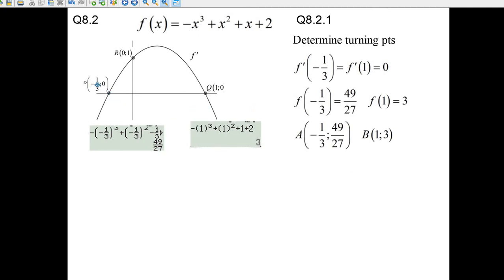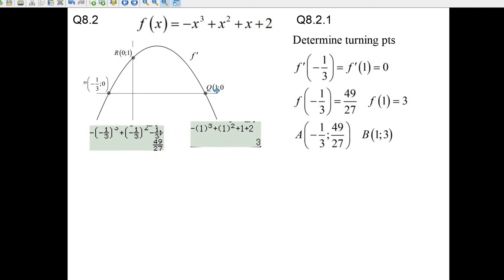Well, gee, we've got the x values of the turning points already because this is the equation of the gradients, the derivatives of the gradients, f prime. So we've got the value of x that makes the gradient 0. That is a turning point.